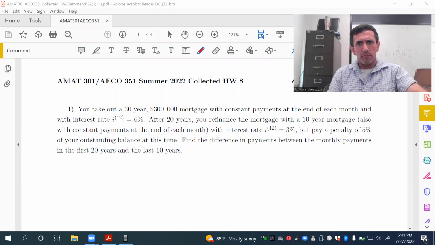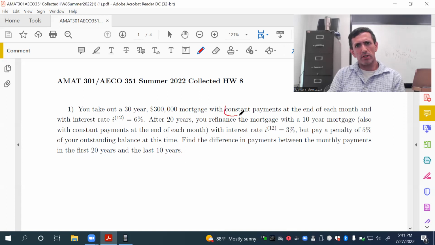So, yeah, most people got the first problem correctly, which I was very happy about. Take out a 30-year, $300,000 mortgage, constant payments at the end of each month, and interest rate of I-12 equals 6%. So before I do anything else, let's just figure out what these constant payments are. Call them K. 300,000 is the present value. It's the mortgage amount.